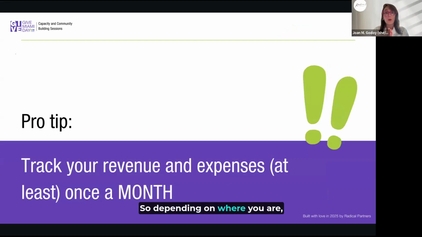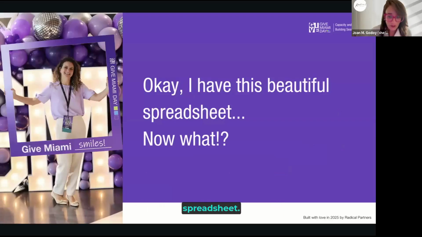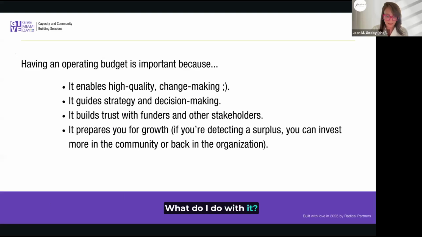So depending on where you are, at least you should, at the end of each month, close the month with the understanding of how much you spent, how much you brought, so that you can start seeing the balance. Are you spending more than what you're bringing? Are you bringing more than what you're spending? And all of that information is relevant information for you to make decisions. So, okay, Joanne, I have this beautiful spreadsheet. What do I do with it?